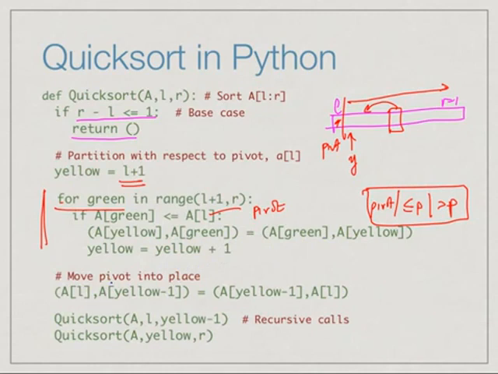So now we have to find the pivot and move it to the correct place. Remember that yellow is pointing to the position beyond the last element smaller than the pivot. So yellow is always one value beyond this. So we take the yellow minus one value and exchange it with the left value. And now we have less than P, P, and greater than P. This is where yellow is. So we don't want to sort P again because P is already put in the correct place. So we quicksort from L to yellow minus 1 and from yellow to the right end.